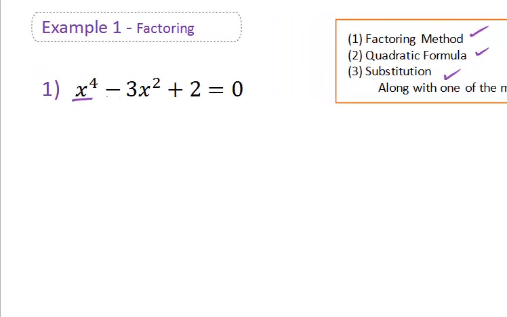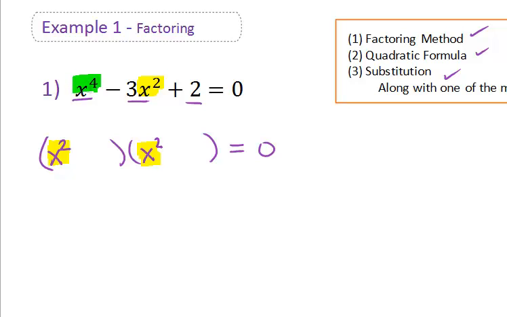This is a trinomial with no common factors, so we set it up with our two sets of parentheses equal to 0. Whatever your middle term is here, that's going to go exactly in these spots, because x squared times x squared, when you multiply those, that's going to give you your first term here. Now with your last term, it's going to factor just like a typical one. Factors of 2, we only have one choice of 1 times 2.